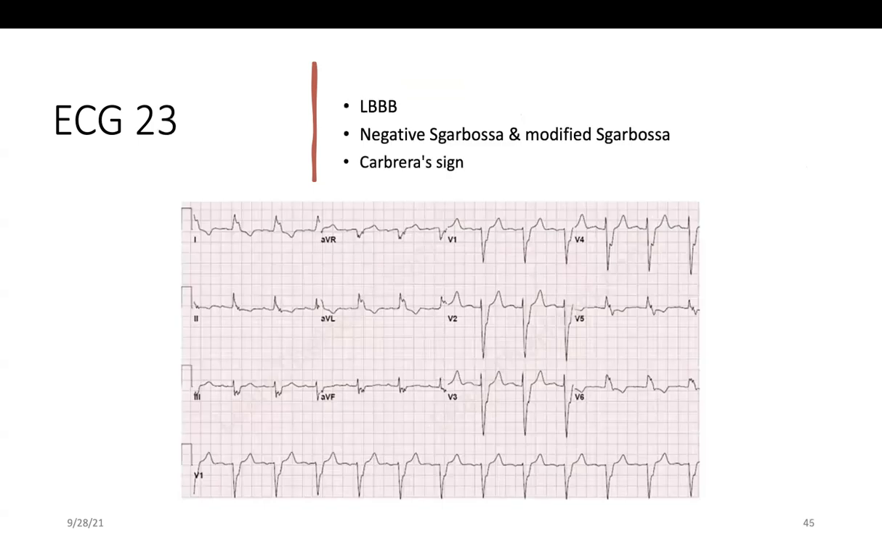Anyway, this is a Cabrera sign, and you see that there is notching of the ascending limb of the S wave.